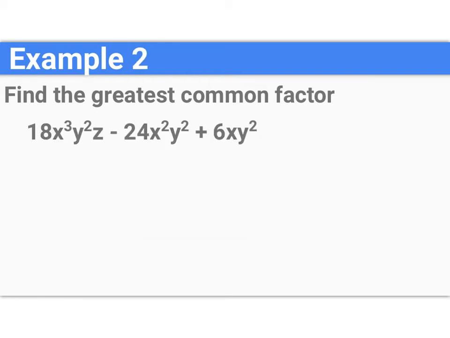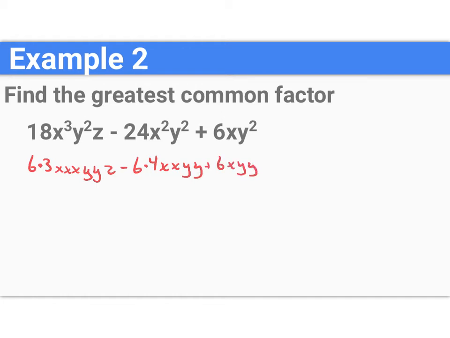All right, so I'm not going to write all the factors out, but we should be able to identify factors and numbers first. So let's see. We have 6 times 3. We have 3 x's. Let me write it out. y, z minus 6 times 4, x, y, plus 6, x, y.